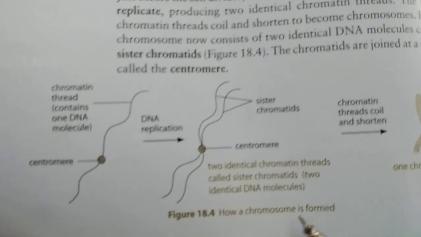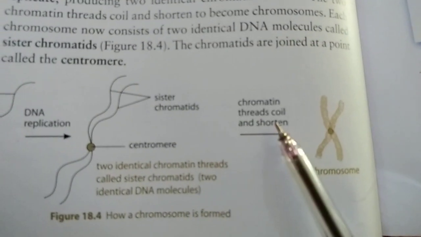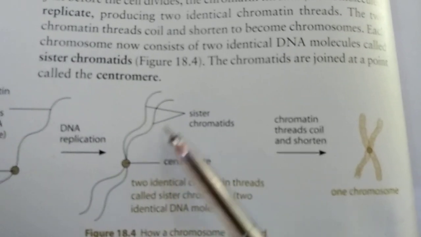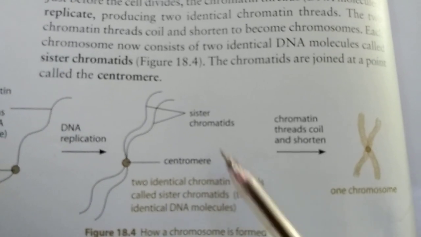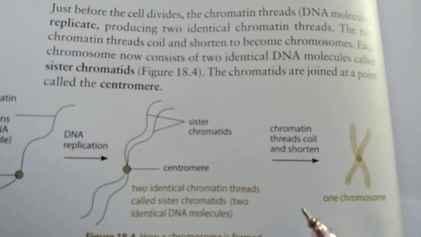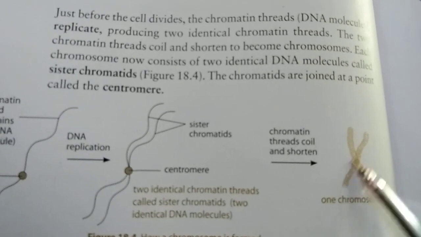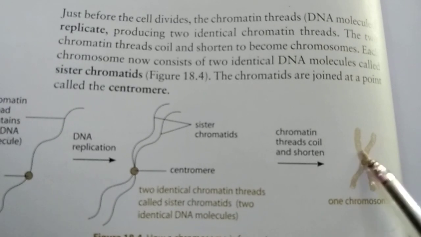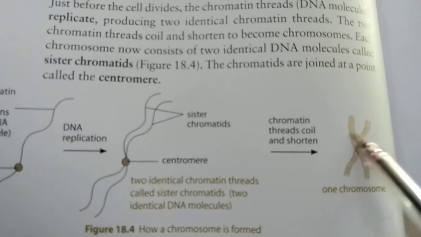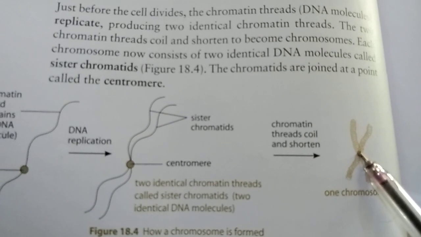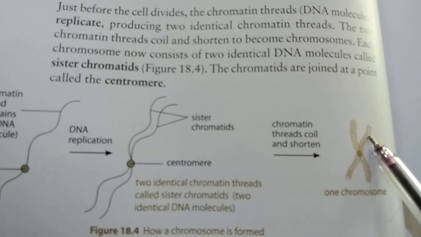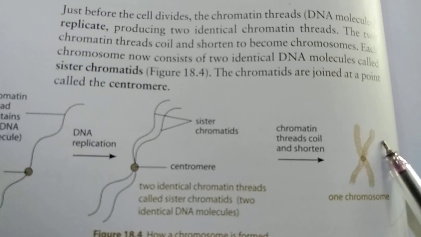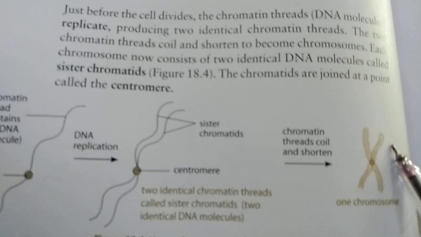How is a chromosome formed? Now we look here: chromatin threads coil and shorten. These threads coil and shorten, becoming dense to form a chromosome. Here is a very thin structure that shortens, becomes dense, and coils to form a complete chromosome, and the center part is called the centromere, and these two parts are called sister chromatids.